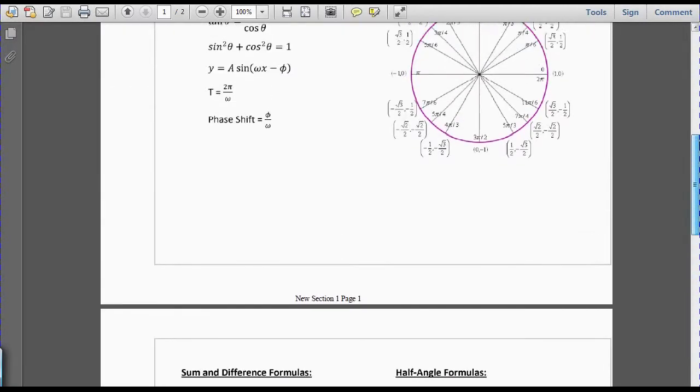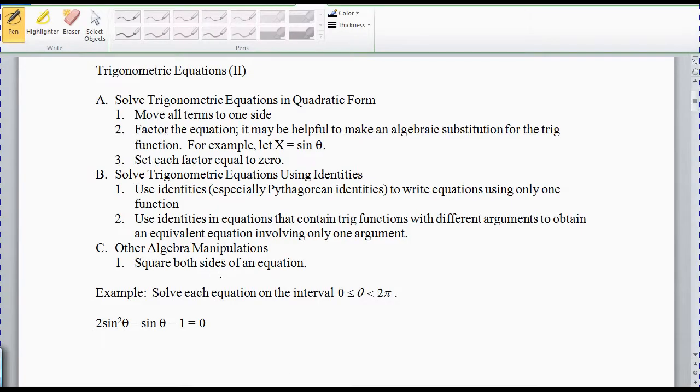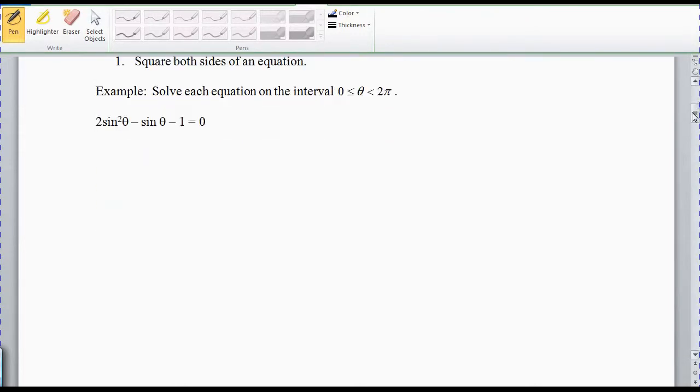So whenever we need to use those, I will use those. And then other times we may have to just square both sides, which is another algebraic manipulation. So let's solve these. We're going to solve these on an interval from 0 to 2 pi. So start the first question.